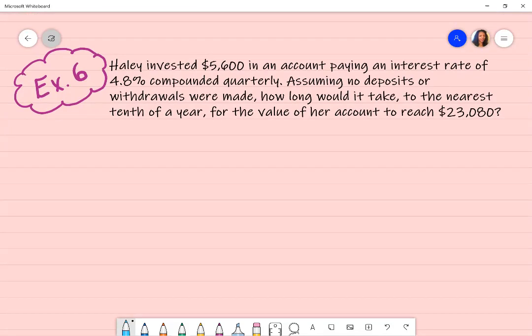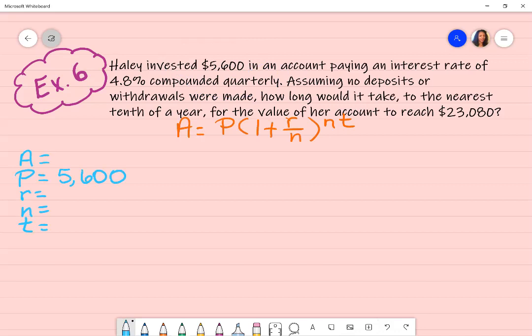So again, I see that we are compounding quarterly, which means I am going to use that formula. A is equal to P times the quantity of 1 plus R over N raised to the N T power. Over to the side for me, visually, I'm going to list all of my variables and then read through my word problem so I can substitute correctly. So she invested $5,600. That's what she began with, so she has a P value of 5,600.